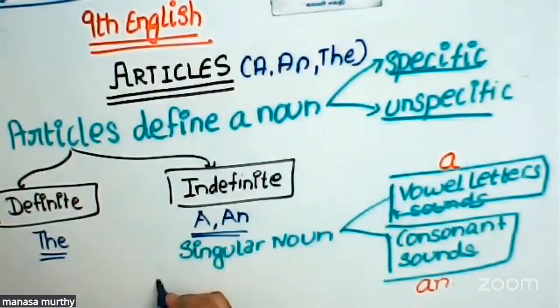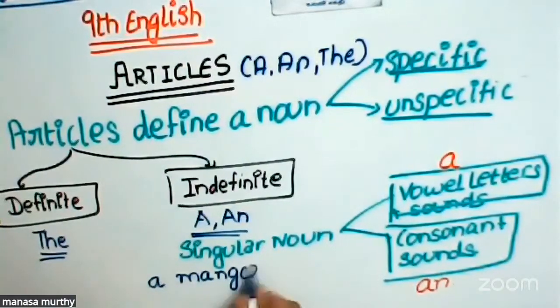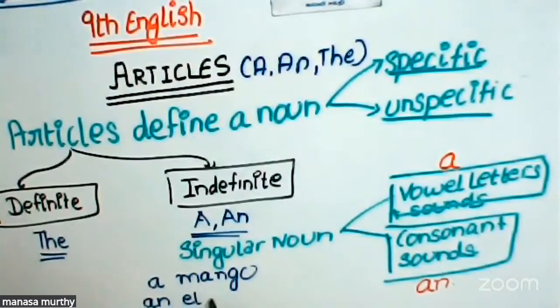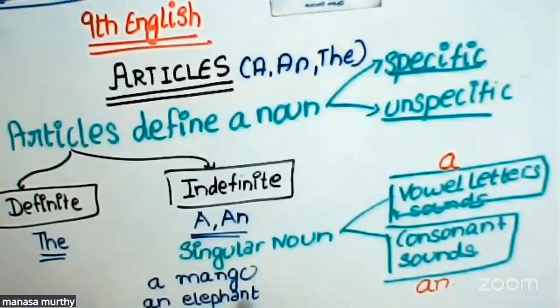We say, I want a mango. I ate a banana. We saw an elephant in the zoo. I went to the market and bought a mango. Only one mango. It is randomly any mango that you purchase. There isn't anything specific. That is why we say articles a and an are indefinite articles.